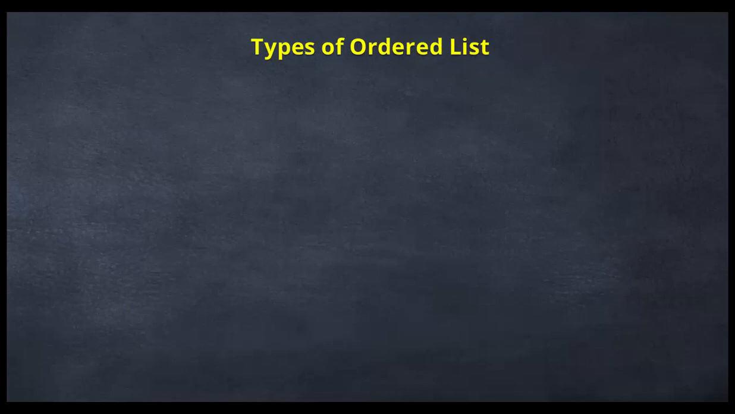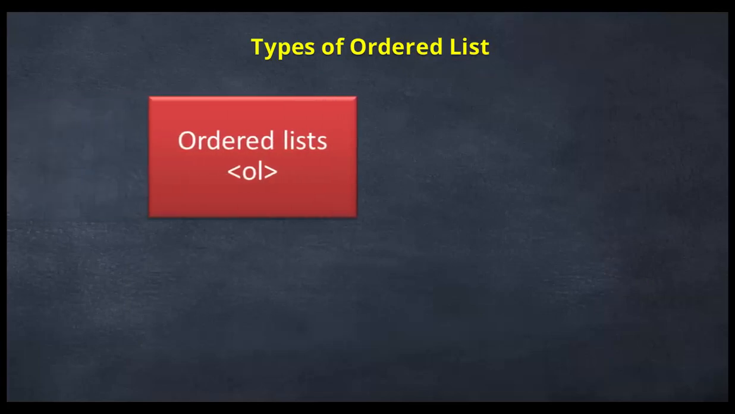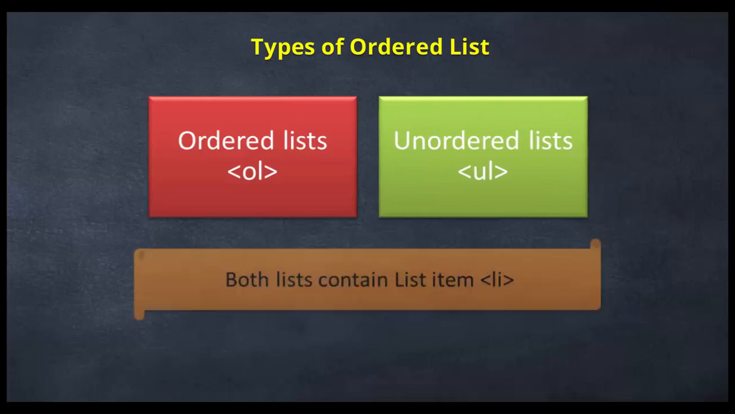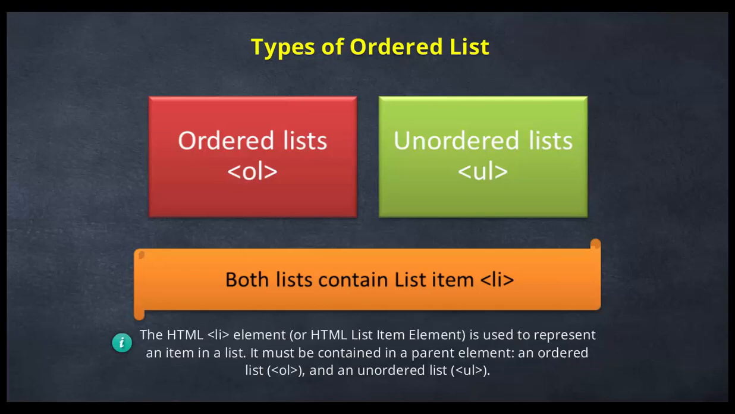There are two types of lists: ordered lists, OL, and unordered lists, UL. Both lists contain list item LI. The HTML LI element or HTML list item element is used to represent an item in a list. It must be contained in a parent element, an ordered list OL or an unordered list UL.